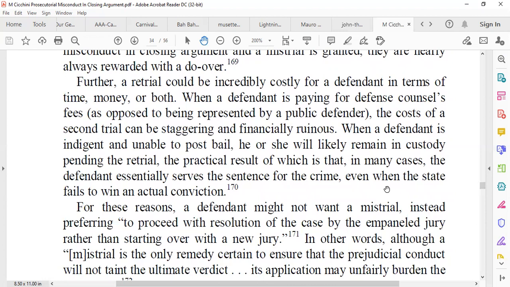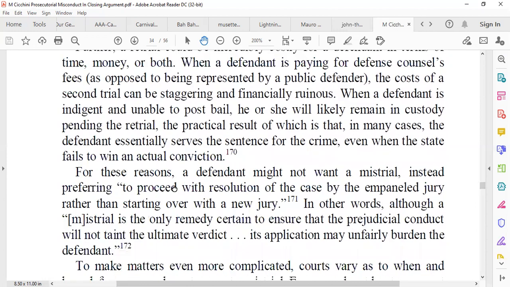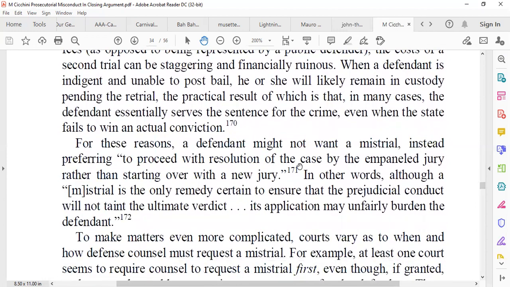For these reasons, the defendant might not want a mistrial, instead preferring to proceed with resolution of the case by the impaneled jury rather than starting over with a new jury. In other words, although a mistrial is the only remedy certain to ensure that the prejudicial conduct will not taint the ultimate verdict, its application may unfairly burden the defendant.